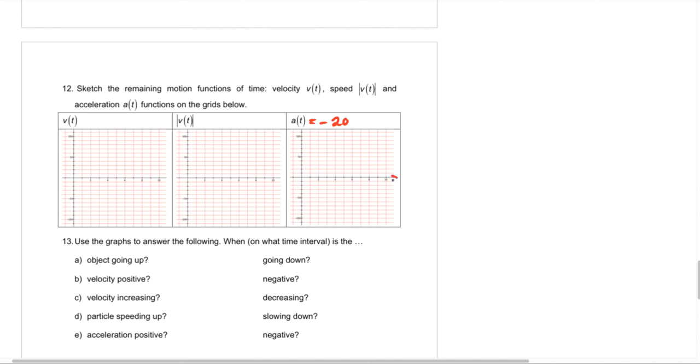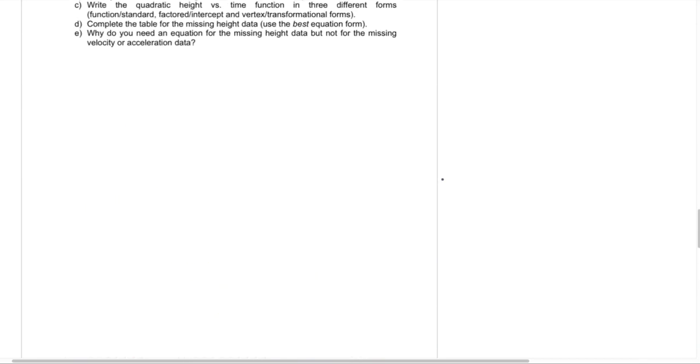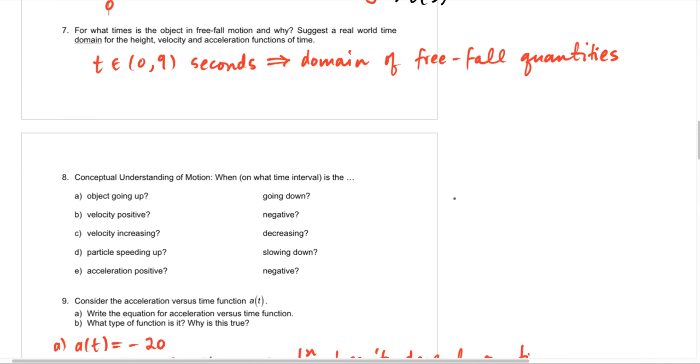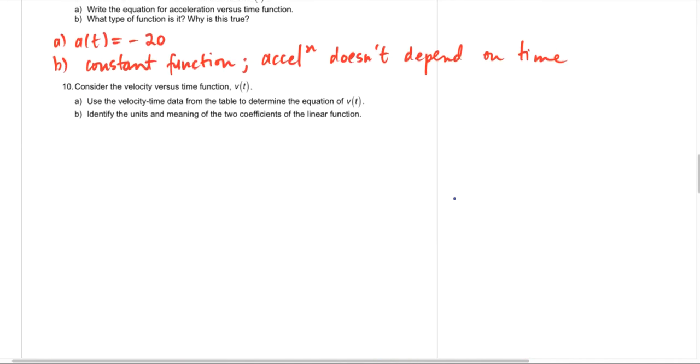We're going to have time along the horizontal axis measured in seconds, and we can plot the graph here on our time domain. Don't forget that we have a domain of t contained from 0 to 9. And so if we plot that -20 for 9 seconds, we have a horizontal line that looks like this.